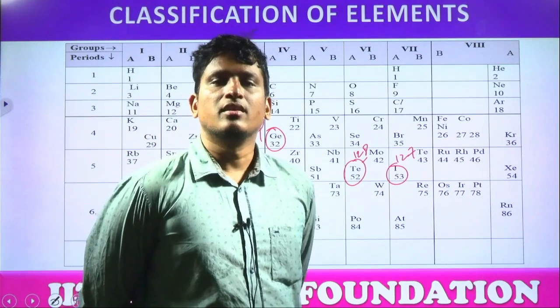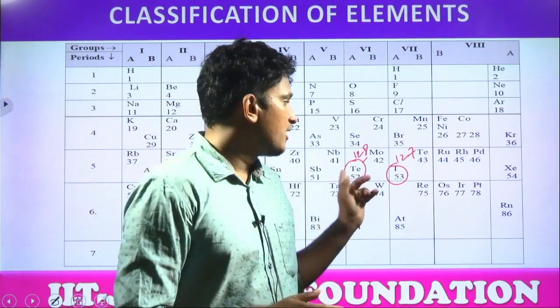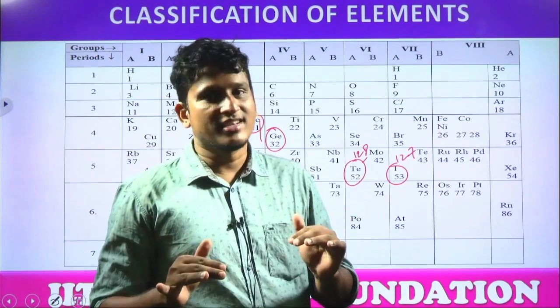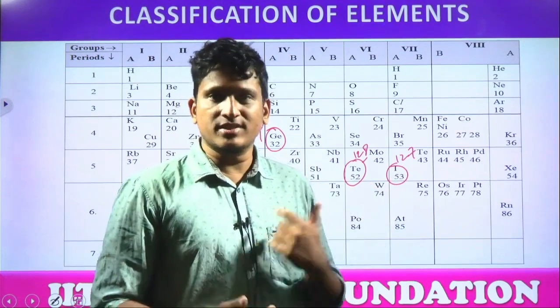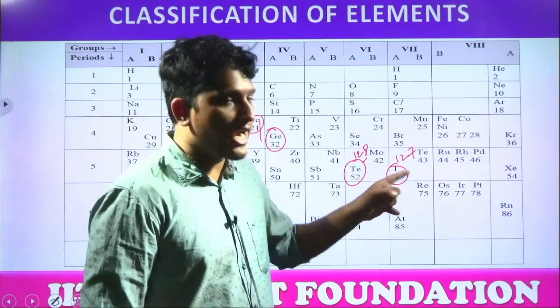Because Mendeleev's classification is based on increasing order of atomic masses, for these set of elements it is in the decreasing order. Yes or no? Is this correct? Wrong, right? According to the classification, this is wrong. Iodine should get tellurium's position, and tellurium should get iodine's position.